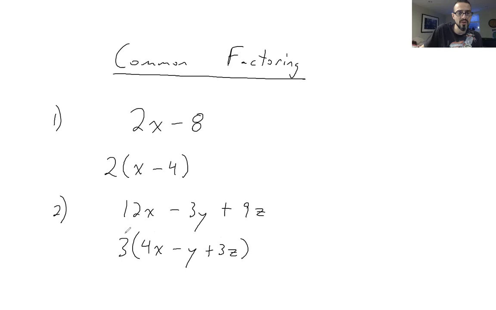Again, if I distribute that 3 out to the 3 terms, I should be exactly where I started, and I am. So I know I did this correctly. Okay, so these are examples where I common factored out a value. Let's take an example where I common factor a variable.